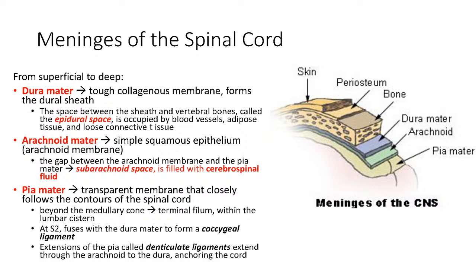Next up, we have the arachnoid mater, deep to the dura mater, and it's a layer of simple squamous epithelium. All right, now deep to the arachnoid mater is going to be a space called the subarachnoid space, and that's going to be filled with cerebrospinal fluid. And so when we do a lumbar puncture or a cervical puncture, we need to tap a needle into the subarachnoid space and collect cerebrospinal fluid.